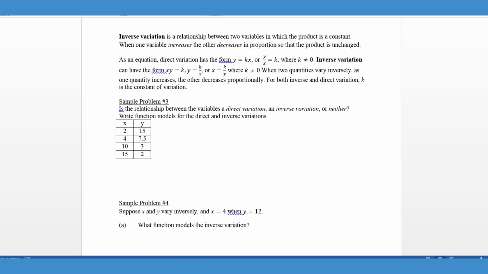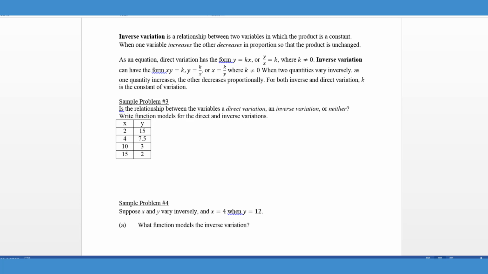Now for inverse variation, we have a different relationship between the given variables. We still have a K, which represents the constant of variation. The only difference is in the format of which we set up the equation, which gives K a very different implication. Basically what happens in inverse variation is that when one value increases, the other value decreases. And so this is different than direct variation.